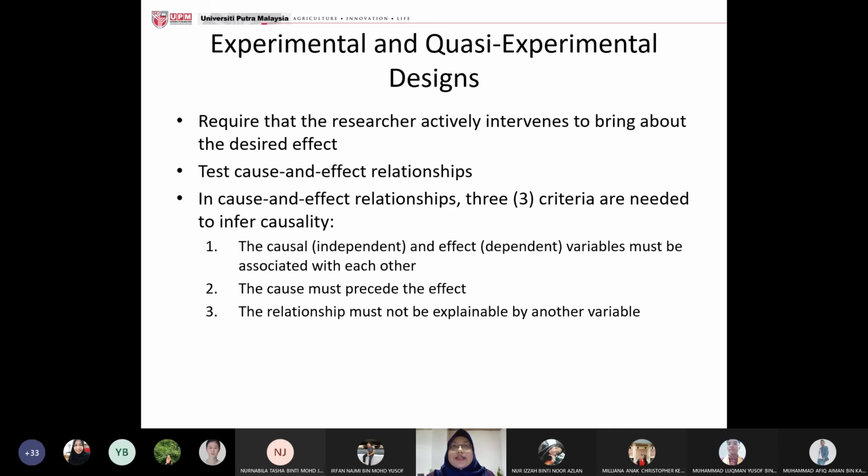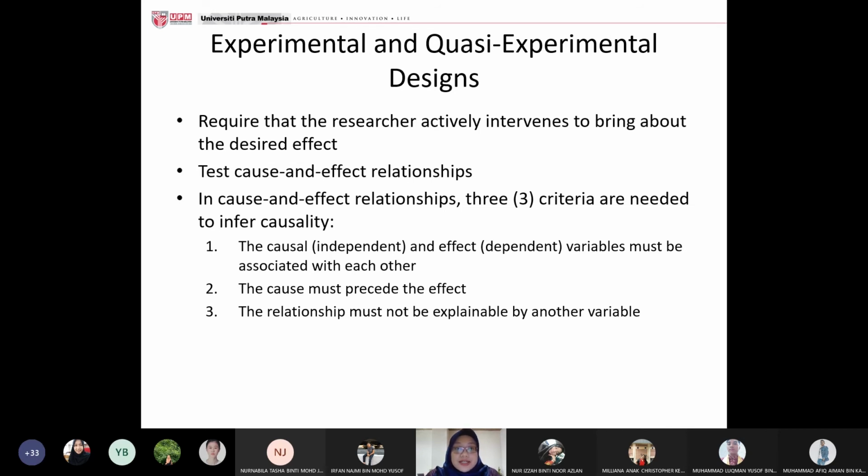But I think in the past few years, people are starting to accept qualitative studies to test cause and effect relationships. But I have to highlight here again, this is still a very new perspective. There are a lot of people who still cannot accept qualitative studies testing cause and effect. So bear that in mind.